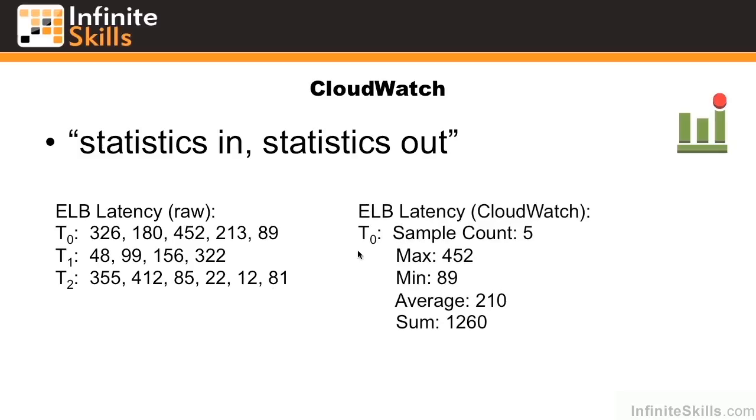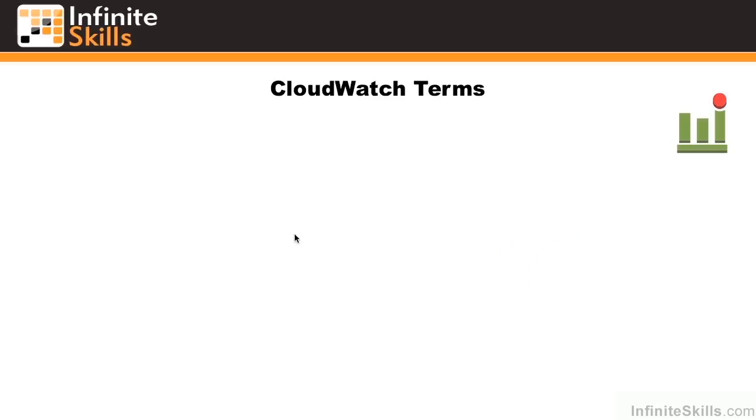CloudWatch flattens that into these variables: a sample count, which is the number of samples that were taken at t0, the max, which is the maximum value of any of our data points, the minimum, which is the minimum value of any of our data points, an average of all of the data points, and a sum. CloudWatch exposes these variables as statistics to you, and this is what you see in CloudWatch, not the raw data itself. Let's look at some CloudWatch terms.